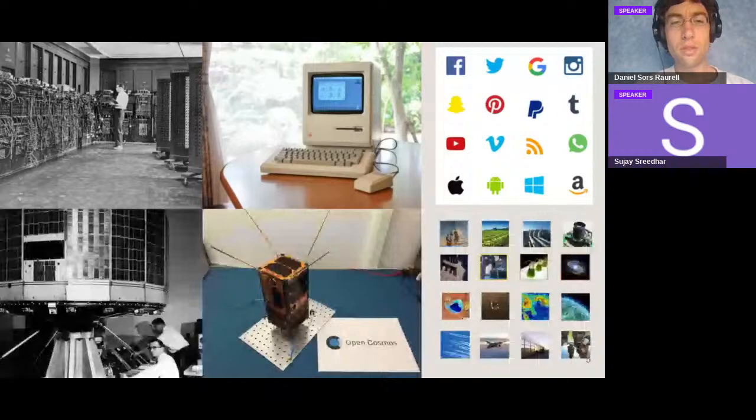A similar revolution has been happening in the space industry. Satellites used to be huge, very complex, very expensive, only available to top national space agencies.